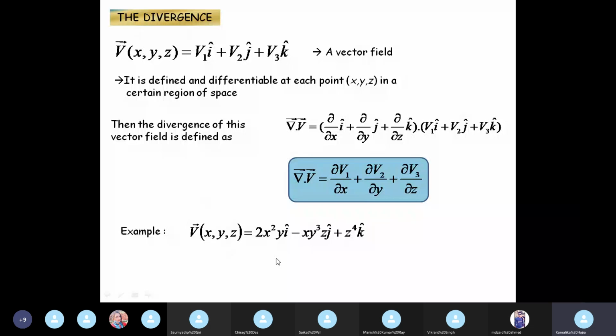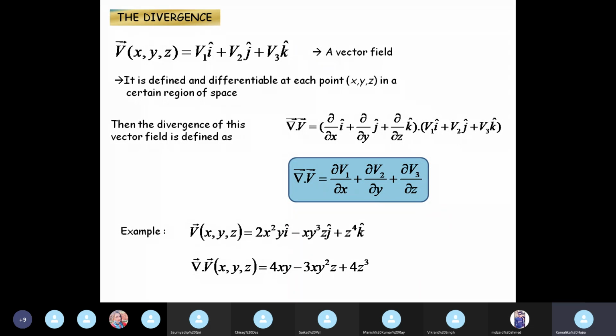So for example, if the vector v is like this, 2x square y i cap minus xy cube z j cap plus z to the power 4 k cap, then its divergence is this: 4xy minus 3xy square z plus 4z cube. Just keep in mind that your natural tendency is to retain the i cap, j cap and k cap, but remember in divergence there is no i cap, j cap, k cap. Divergence is a scalar quantity. It is converting a vector into a scalar.